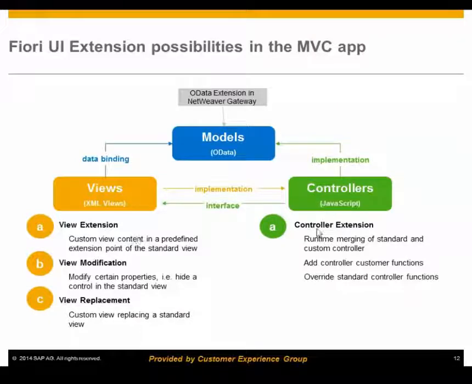And on the controller side, we can extend a controller, which means that we can add functionality. And we can even override standard functionality by using the same function name. And at runtime, the standard functions plus our custom functions will be merged into one single function list. But let's look at the views now. So we have seen how to hide a control, and let's look at how to extend a view.